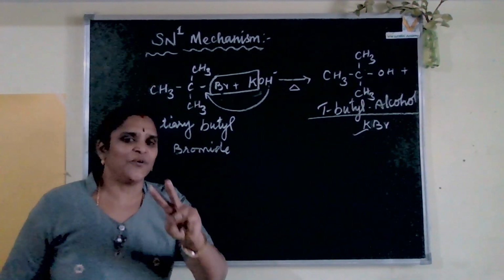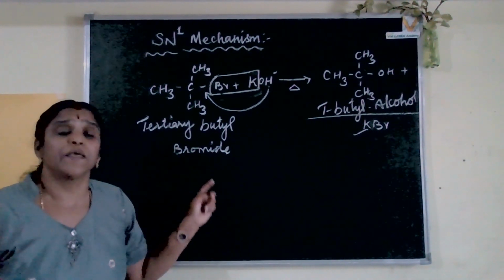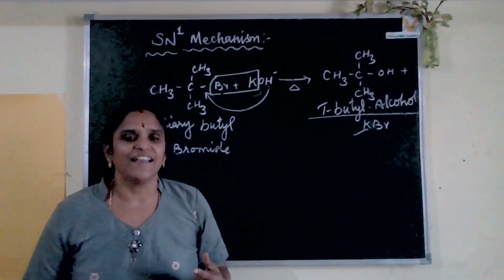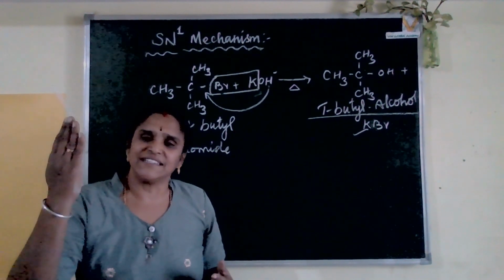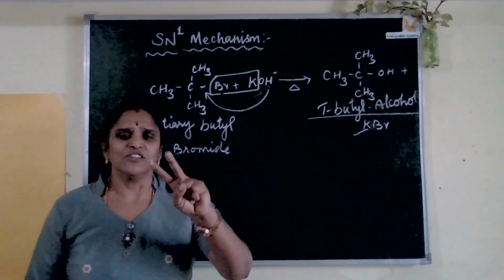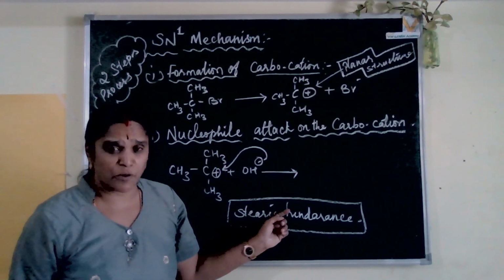For that you are getting a two steps reaction. One step is the formation of a cation, that is the carbocation. The other step is the nucleophile attacking the carbocation. So now we are going to see the two steps process.